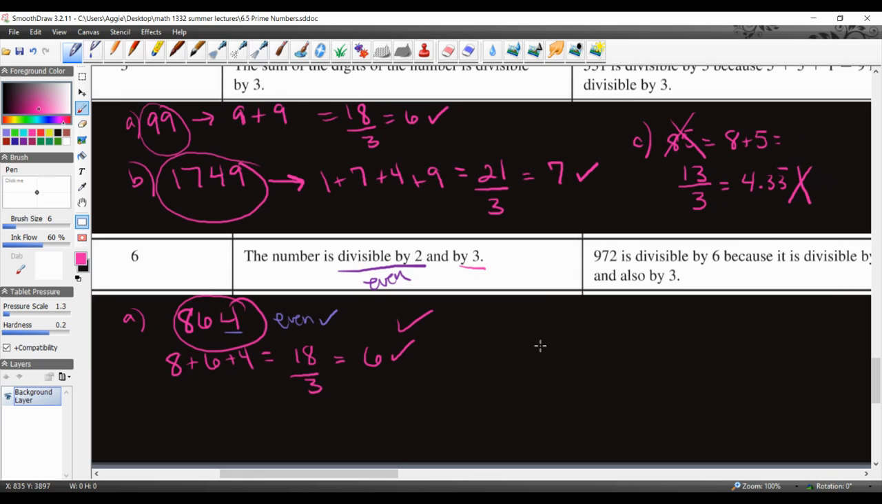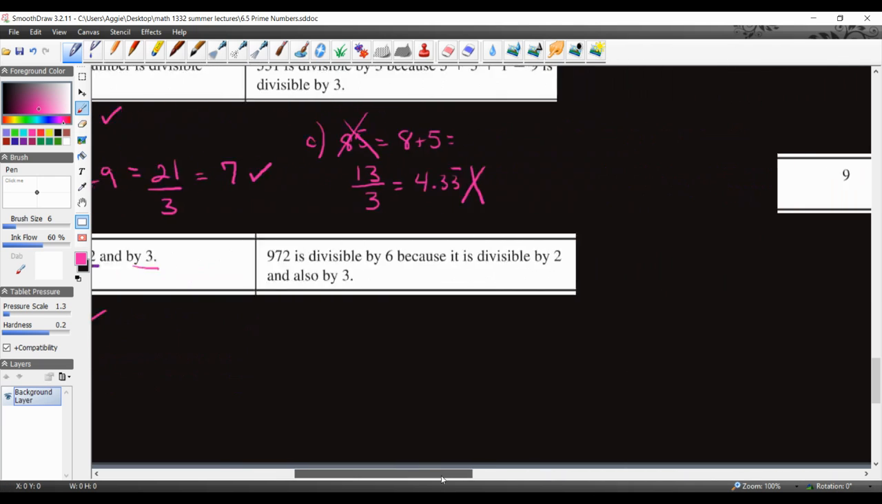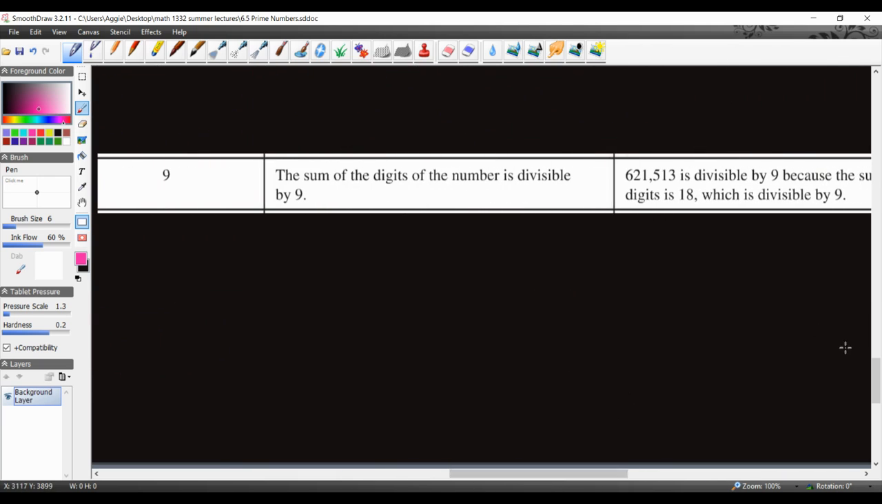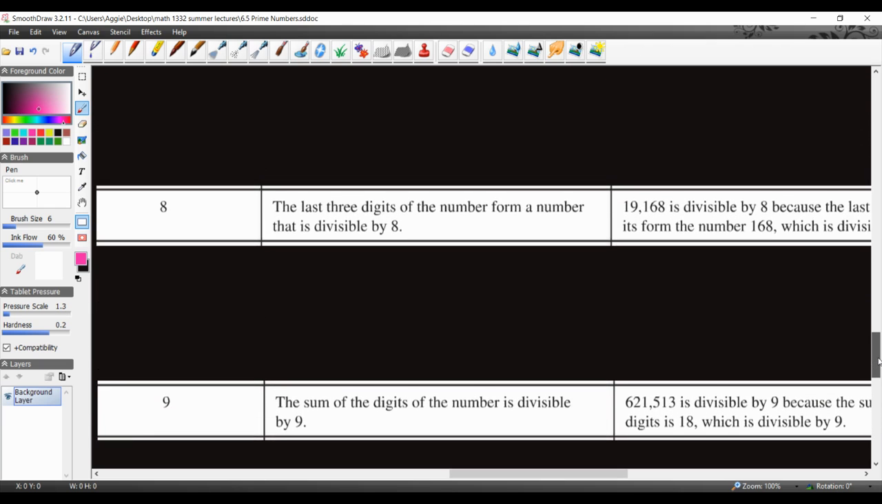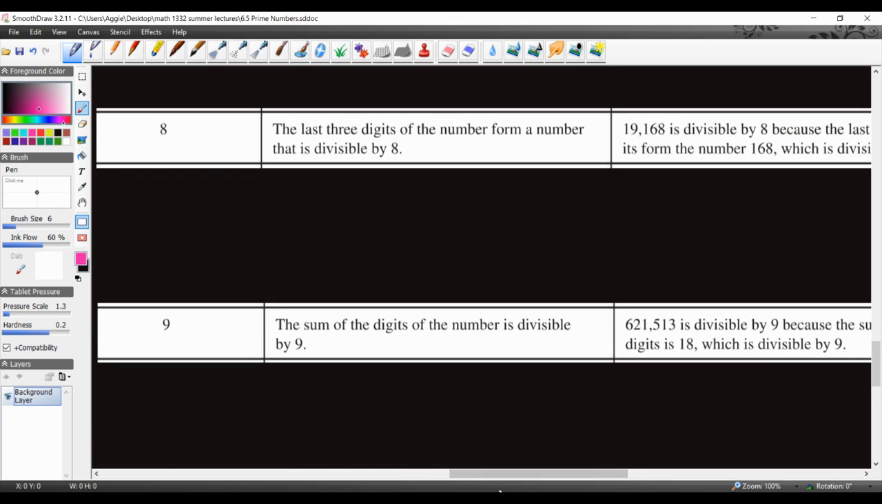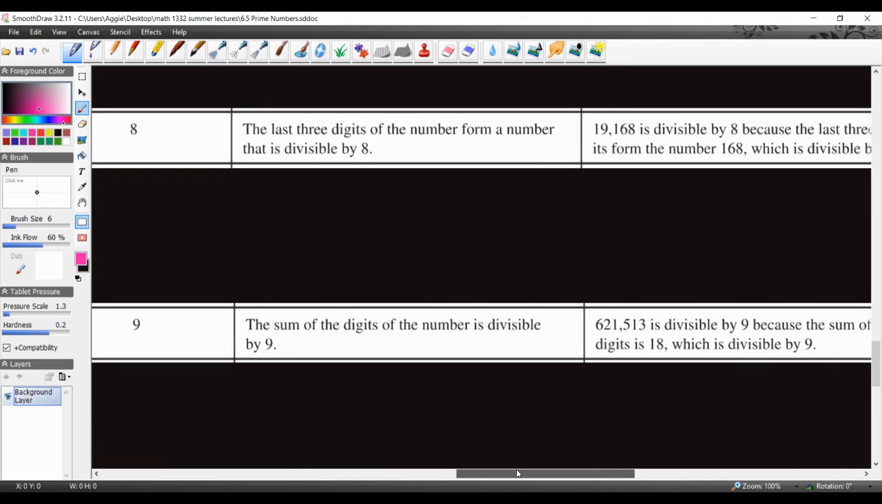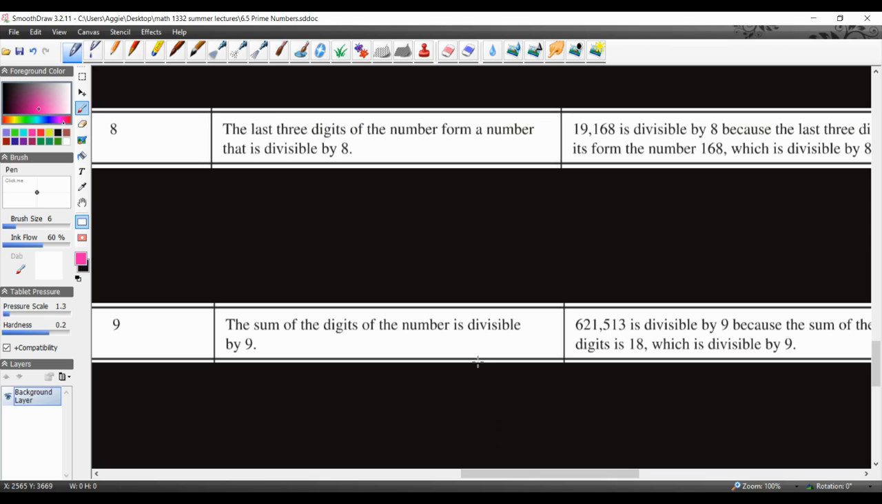I'm gonna go ahead and move on. I don't want to take too much time on these. I have a few more to show you. Then I'm gonna just show you the last part of this section. And that'll be it. Okay, so we have divisibility by eights. This one says that the last 3 digits of the number have to form a number that is divisible by 8. So all we have to look at are the last 3 numbers of the entire number.